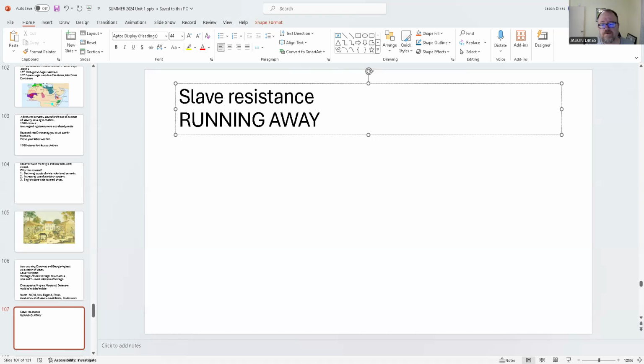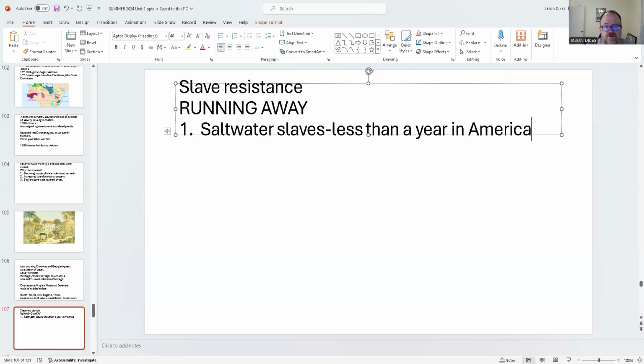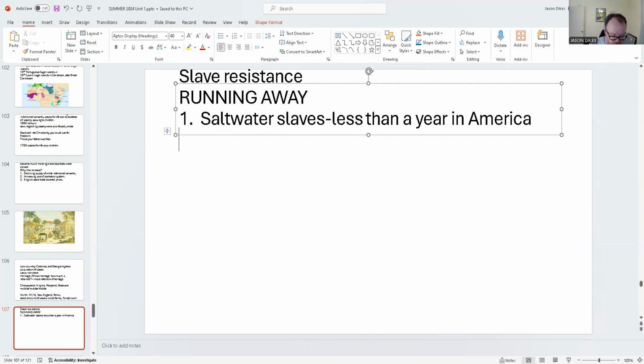And runaways typically break down into 2 different categories. The first is what were called saltwater slaves. And these are typically less than a year in America. Okay, so they're still very new to the country and to their surroundings. When they get a chance to run away, they will tend to run in groups to the frontier.